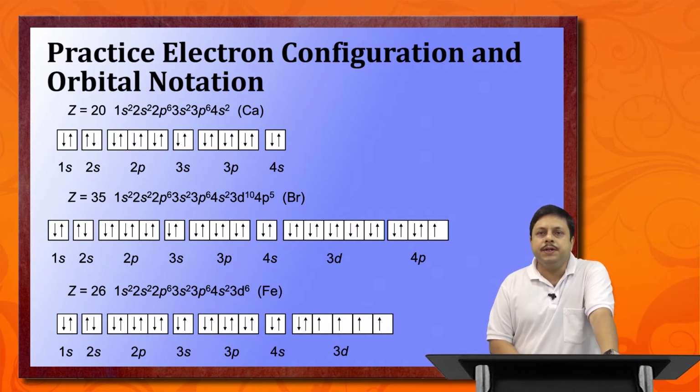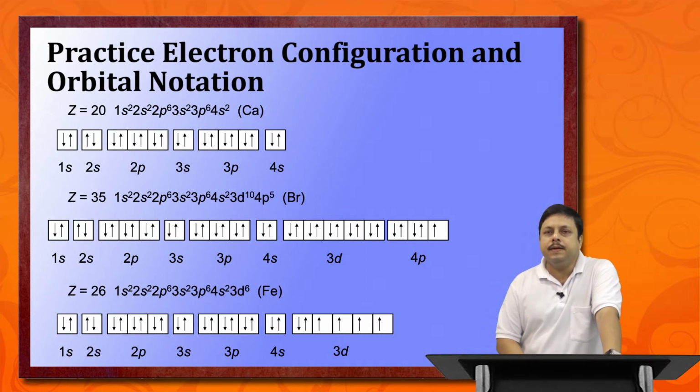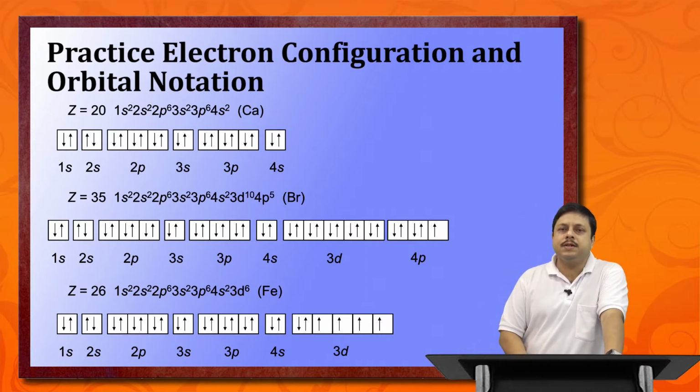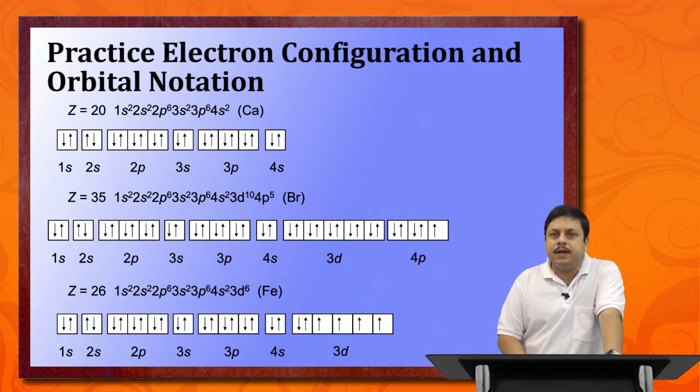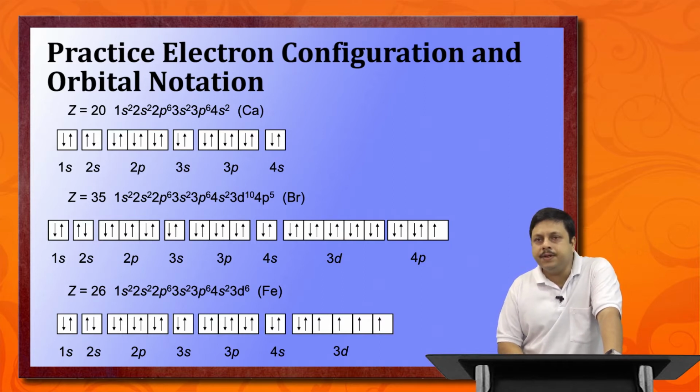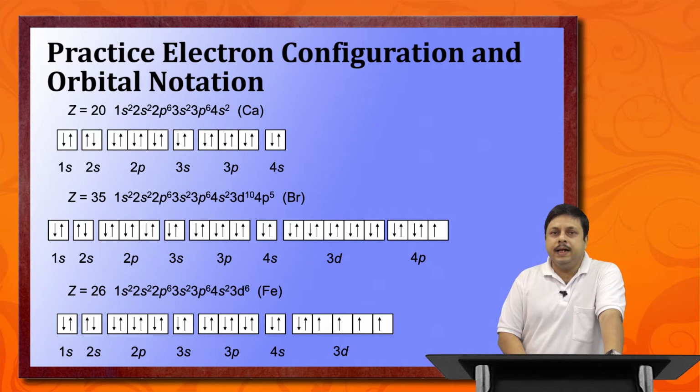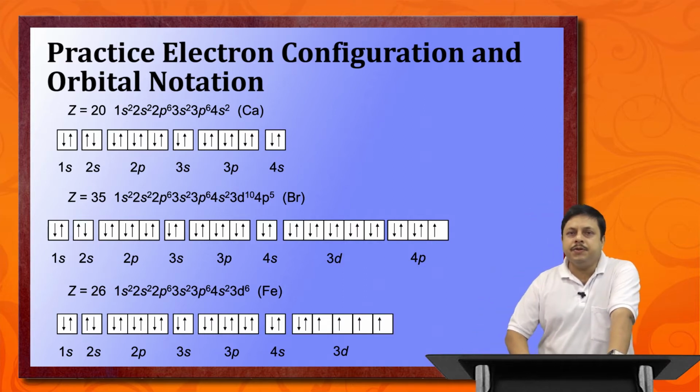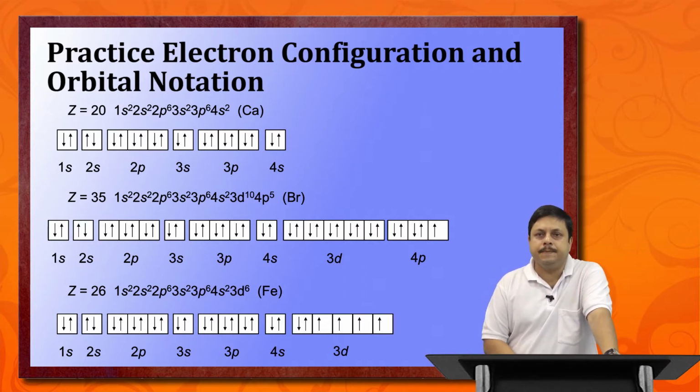If you go over to 35, then up to this is simple. Fill 4s ahead of 3d, then fill 3d and then go to 4p. The case of atomic number 26 is a bit different. Now see, in case of this, you fill up all these 4s and 3d.